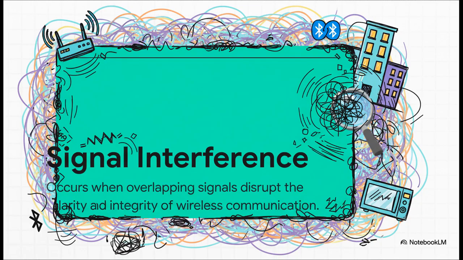If you live in an apartment building, your Wi-Fi router is basically in a shouting match with signals from all your neighbors' routers, maybe their microwaves, their Bluetooth speakers. All of that stuff creates this kind of digital noise that can really slow your connection down to a crawl.